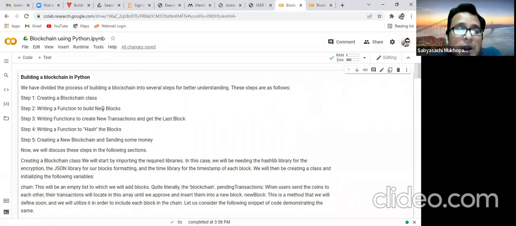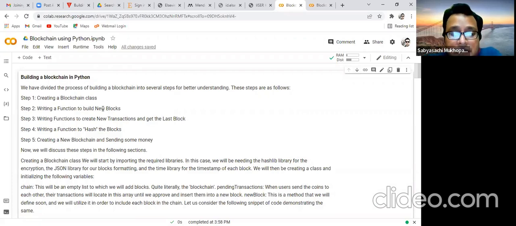For example, in step one, creating a blockchain class. In step two, creating a function to build new blocks. Step three, writing functions to create new transactions and get the last block. Step four, writing a function to hash the blocks. And what is step five? We are going to create a new block and send some money, for example. So now we will discuss these steps in the following sections.